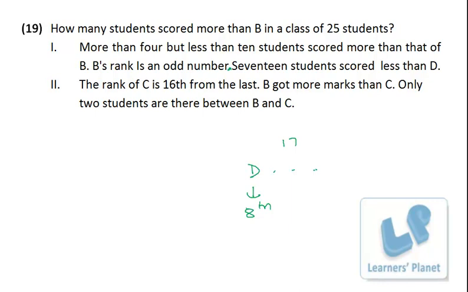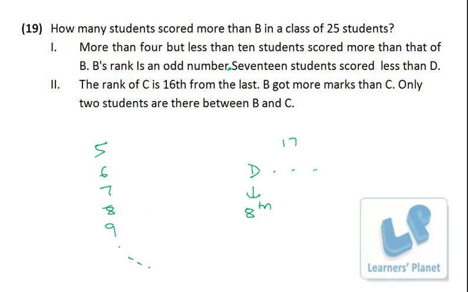Now according to this statement, more than 4 but less than 10 students scored more than B. That means B's rank can be 5, 6, 7, 8 or 9, or maybe it will go up to 14, 15. Because if 4 students have scored more than B, then B's rank must be at least 5, right? And it may go up to 10 students also, so the rank may go up to 14, 15. And B's rank is an odd number, so there are so many odd numbers in this series that we cannot give the answer using statement 1 alone.